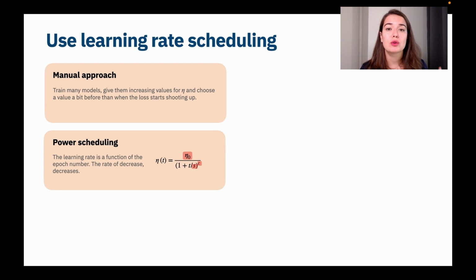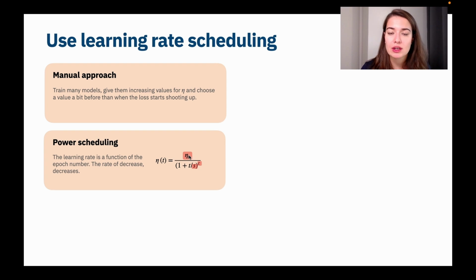But you can also just schedule your learning rate to increase or decrease at a certain rate. So one way to do that is using power scheduling. Power scheduling basically makes the learning rate a function, or determines the learning rate based on a function, of the number of epochs that you're on right now.